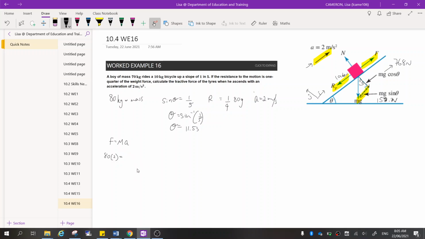So here we go. F, still positive, minus 196 newtons minus 157 newtons. So F is going to be equal to -353, and that's 160. So now I'm going to grab this guy, take him over to the side. So force is equal to 160 plus that, is 513 newtons. So that is the tractive force.